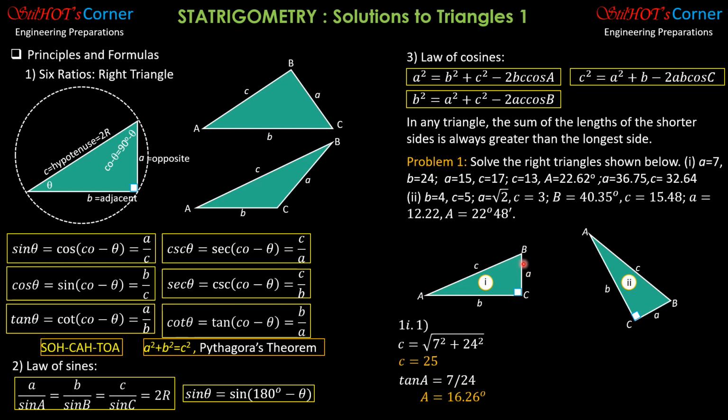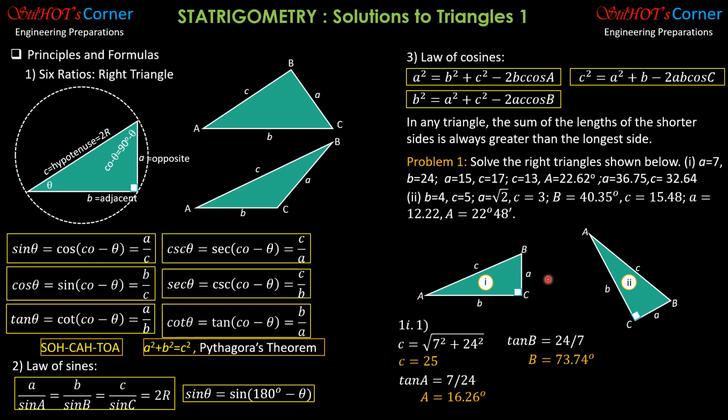For the other angle, we know that the sum is 90 degrees. Therefore, angle B is 90 degrees minus angle A. And also, the other way is tangent of angle B equals side B over A, opposite over adjacent, opposite to angle B, adjacent to angle B. So solving for angle B, it is 73.74 degrees.